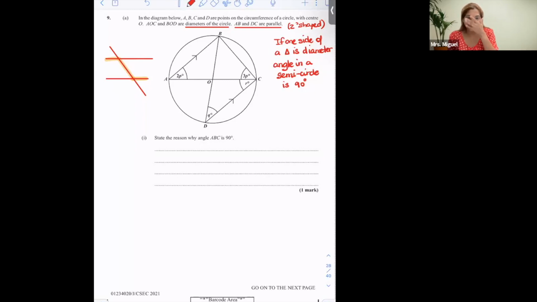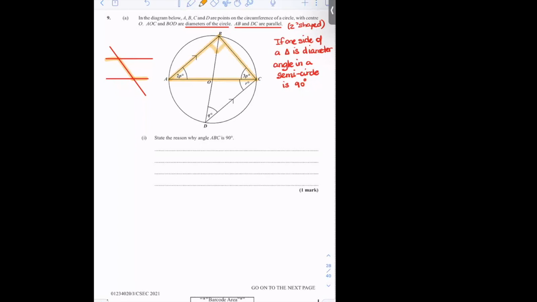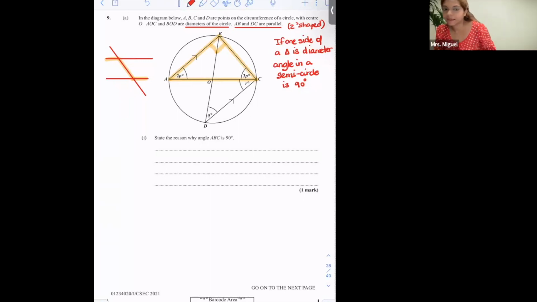Explain why ABC is 90 degrees. Why is ABC 90 degrees? Which side is the diameter? Miss, AC. Very good. So right away, I know for 90 degrees, that is a semicircle, and one length of the triangle must be the diameter. So that is what you're writing.